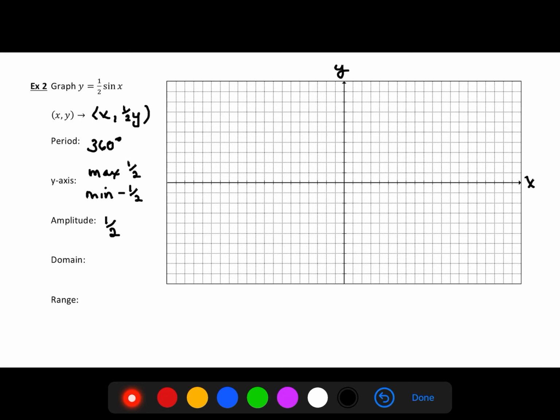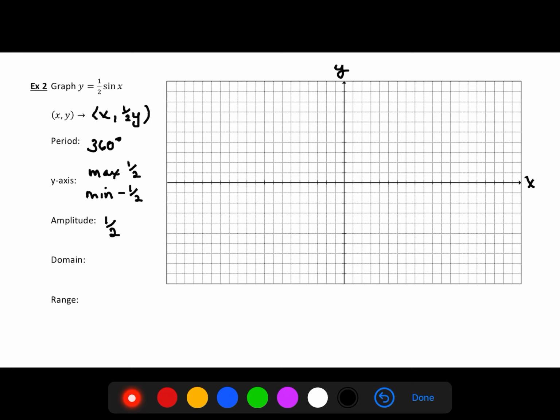Remember, amplitude is a measure of height, so it's got to be a positive value. It is half the distance or the height of the entire graph, or the distance from the top to the middle, or the bottom to the middle.